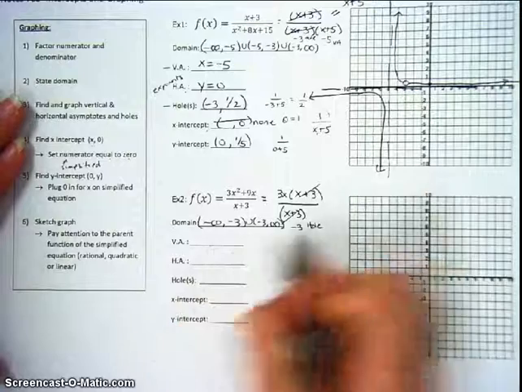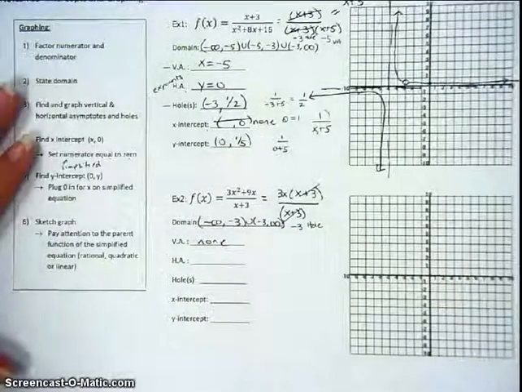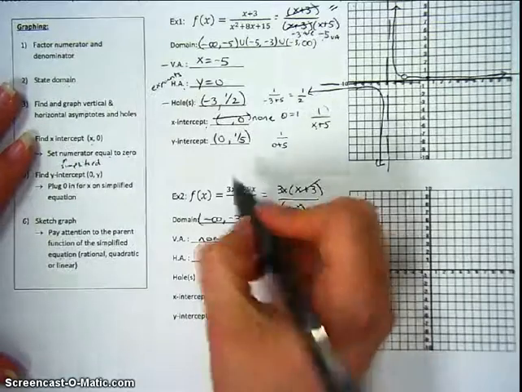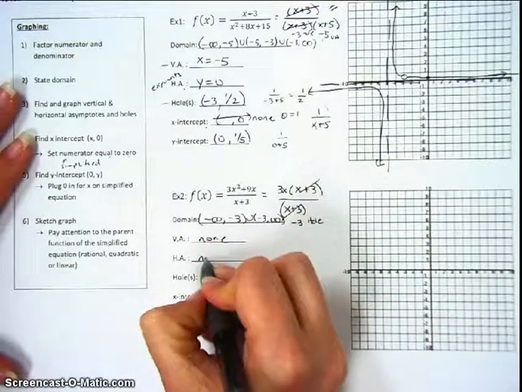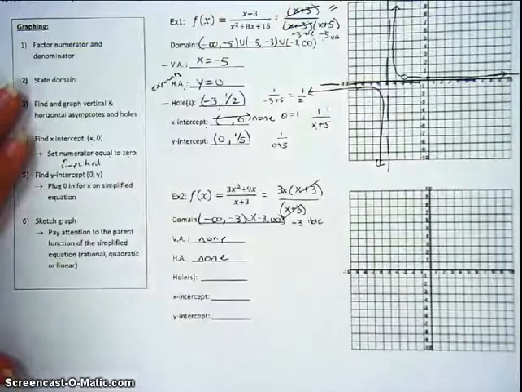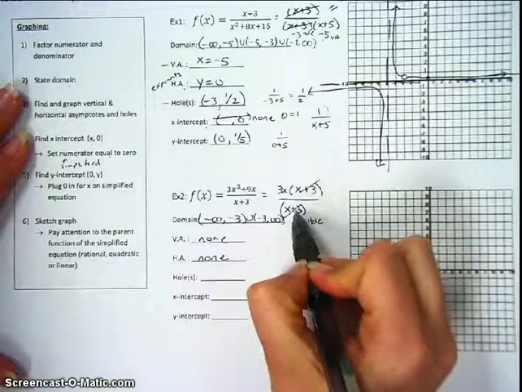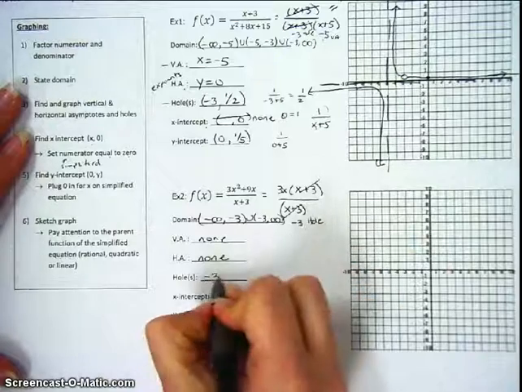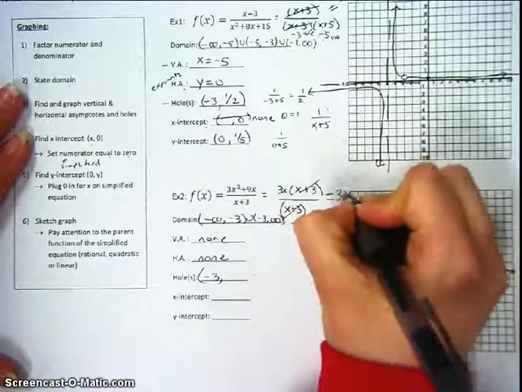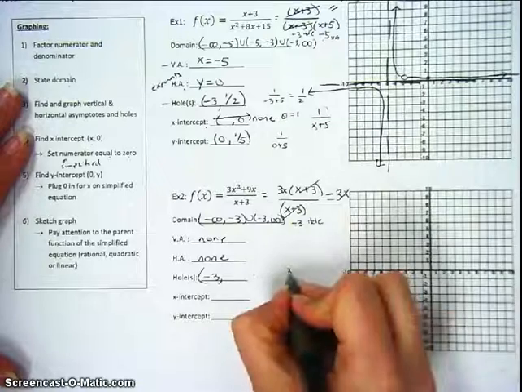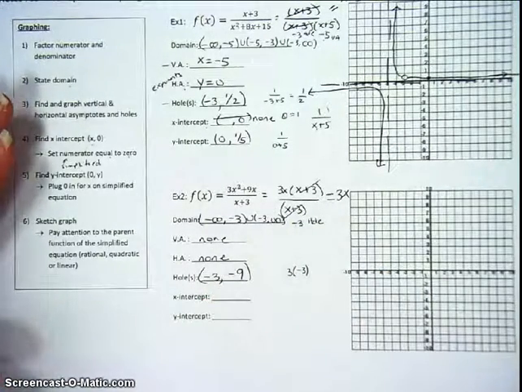Vertical asymptotes would be the leftovers. I don't have anything left over, so I don't have a vertical asymptote. Horizontal asymptote, we've got a top that is bigger, so when my top is bigger, I don't have any horizontal asymptotes either. Holes, here we crossed out x plus 3, so we have a hole at negative 3. We're going to plug into our simplified form, so if you notice simplified, it's equal to 3x, so it would be 3 times negative 3, which is negative 9. So we have a hole at negative 3, negative 9.